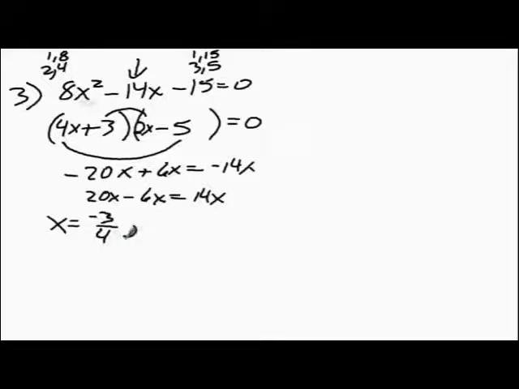The other one, what's the opposite of negative 5? Positive 5. Divide by the coefficient, 2. And you got your two roots, your two solutions to this quadratic equation.